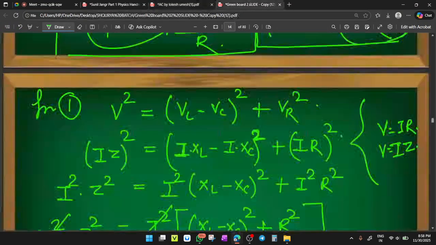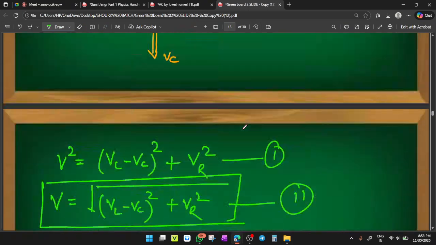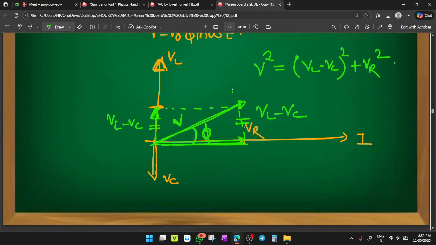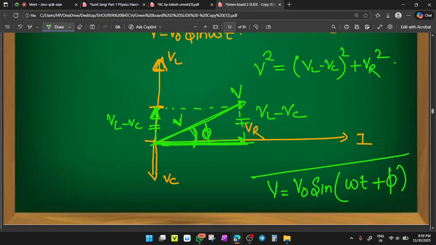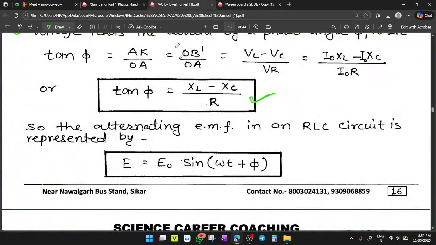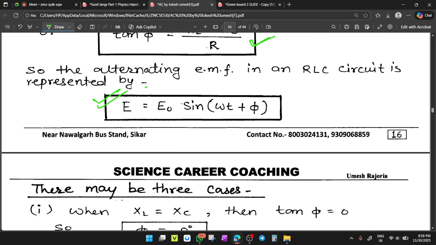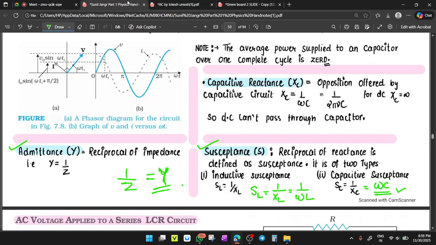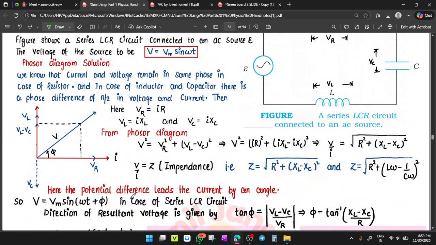Clear? The final voltage may be given by the relation. What is the final voltage? If this voltage is V, then V is given by V naught sine, with omega t as the zero phase line, plus the angle phi that the final voltage makes. So it is equal to phi. So this will be your equation for voltage. V equals V naught sine(omega t plus phi). Clear? Look here, it is equal to E naught sine(omega t plus phi). Done? So this is the derivation for the RLC series circuit.